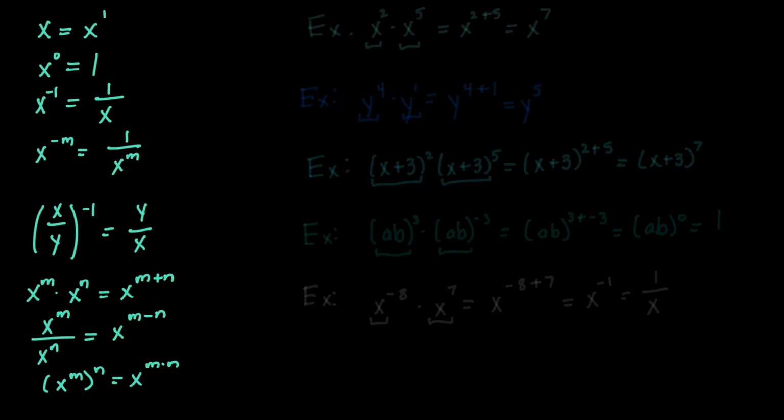If I'm multiplying two exponents with the same base, so x to the m times x to the n, I add the exponents. If I'm dividing and I have the same base, I subtract the exponents. If I have a power to a power, I multiply the exponents. So x to the m and then to the nth means multiply the exponents.